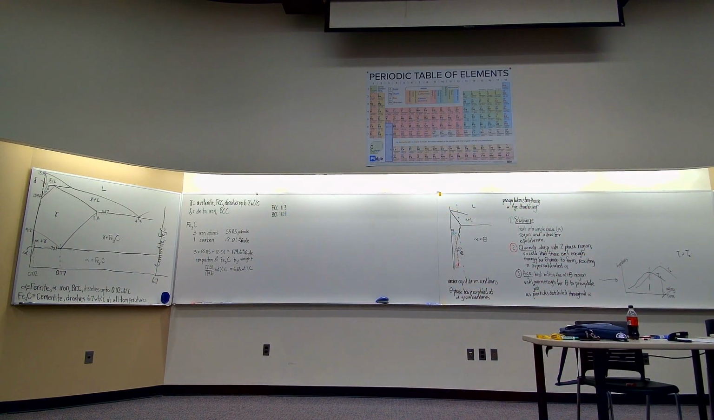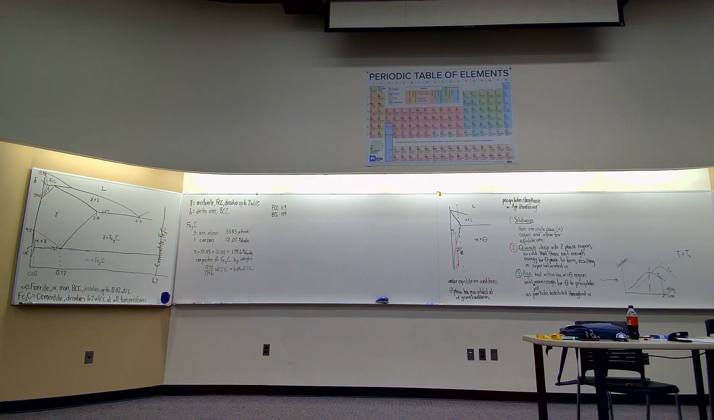The FCC has less empty space than BCC, and yet we can get a lot more carbon in there. The reason is that the space, while it's less, there's more places where there's a bigger amount of space. Less overall space, but the space is in bigger chunks, let's say. BCC has more space, but it's in tiny little spaces that carbon couldn't fit.